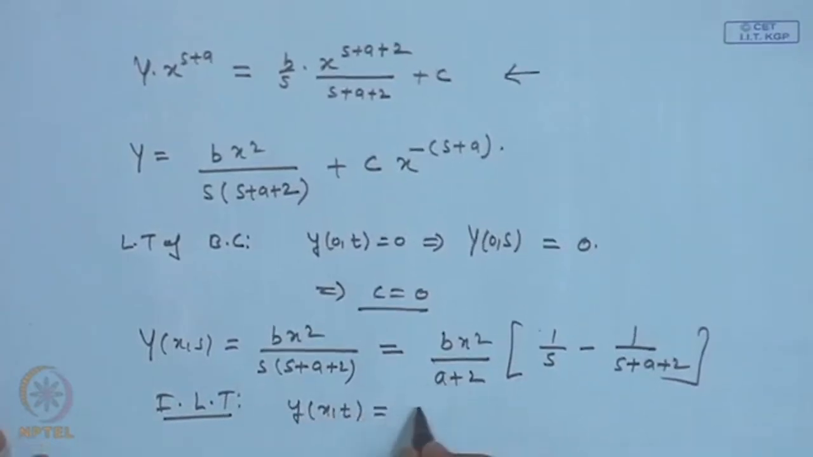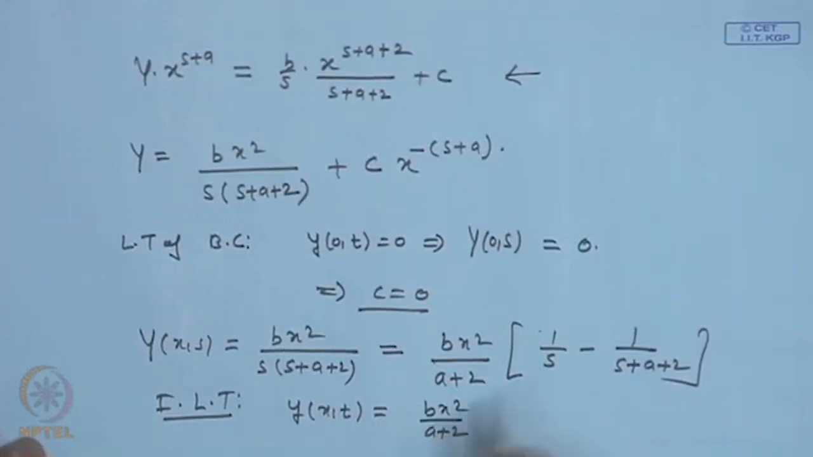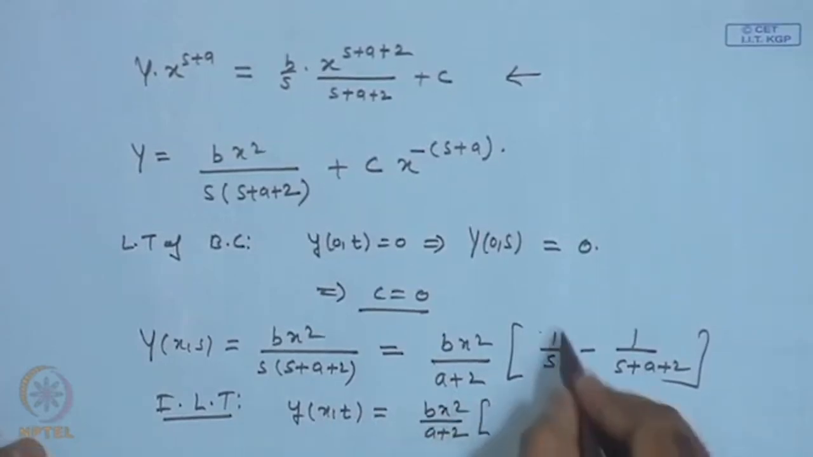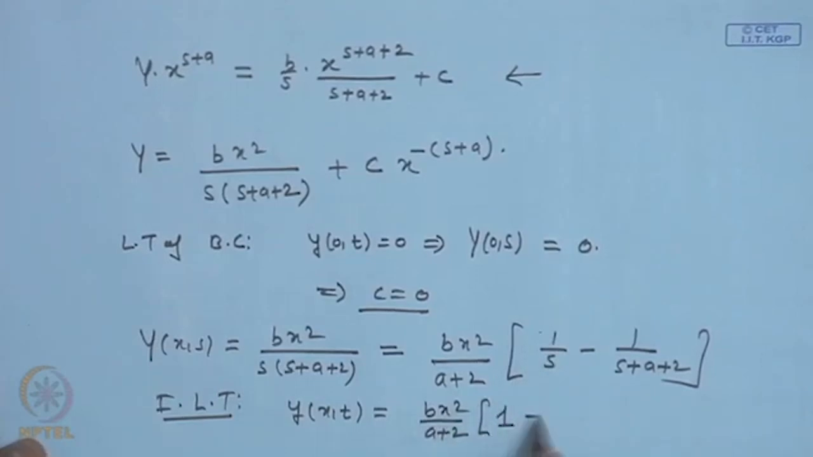Now if we take the inverse Laplace transform, we will get y(x,t) will be b x square over a plus 2, and then the Laplace inverse of 1 over s, which is 1, minus the Laplace inverse of this function, this is e power minus a plus 2 t.